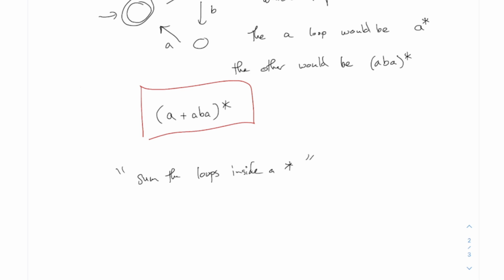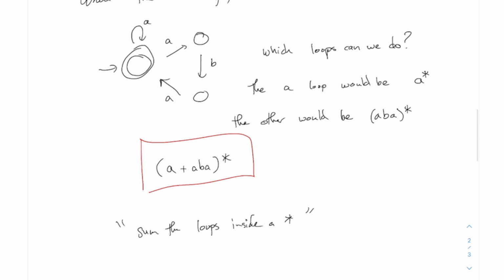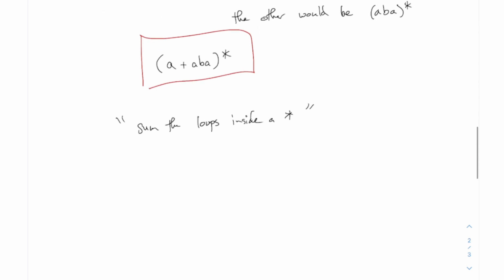I'll put that in quotes because this is a little informal, and there are some examples when you have to think a little bit differently. Another thing that made this one a little bit easier is the starting state is the same as the accepting state. That's typically not going to be the case, and you have to modify things slightly in those other situations. So let's try another one.